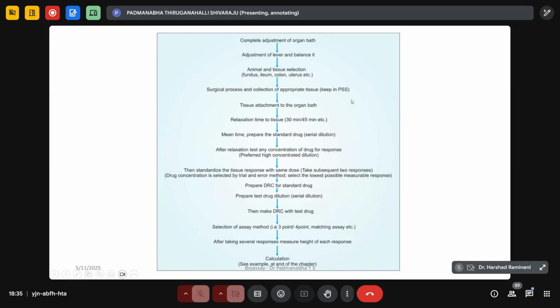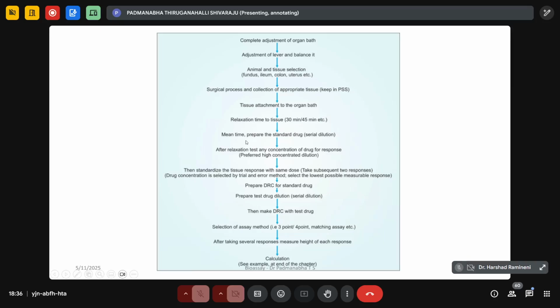Why do we need to keep it in physiological salt solution? This solution maintains an environment similar to that of the particular animal, so the homeostatic environment will be maintained. Once you remove the tissue, it has to be kept in the physiological salt solution to maintain its viability. If you don't, the tissue viability will be gone and the sensitivity will be lost.